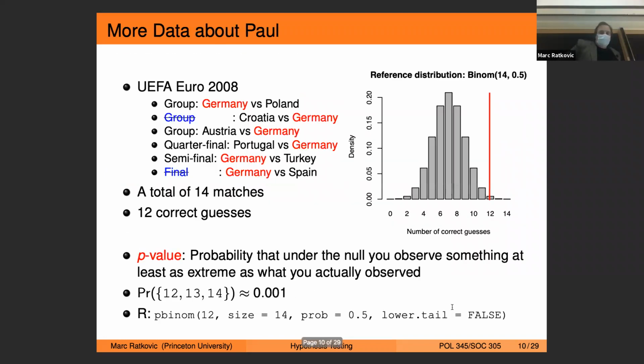So let's go get some data on Paul. We did the same with 2000 games. In this case, Paul got 14 games and 12 correct. Pretty good for an octopus. But we want to know: he got 12 out of 14, what's the probability of 12 or more if Paul is no different from a coin? So this is where the coin gets 12, 13, or 14 out of 14 right. We want to know the probability of getting the observed number or more correct. And that's the definition of a p-value: the probability of observing a statistic as extreme as you did, or more so, under the null hypothesis.